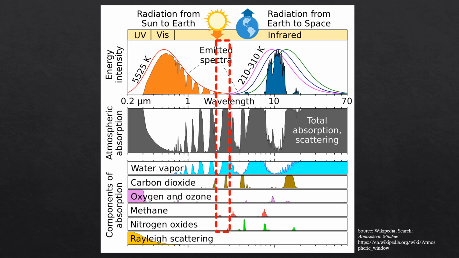Methane and nitrogen oxides have negligible effects on solar absorption. Finally, Rayleigh scattering occurs in the ultraviolet and visible light regions of the spectrum, with blue light being most prominently scattered, leading to the blue sky.